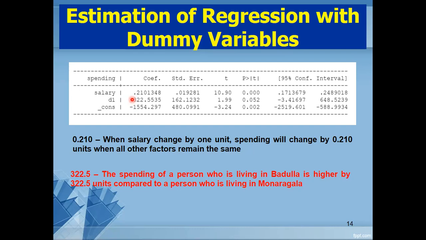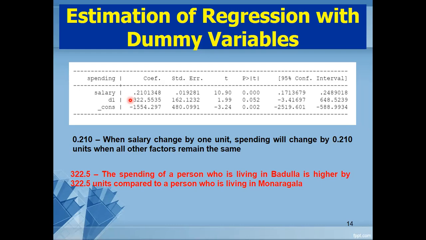So what is the base category? The base category is Monragala. Therefore, it is clear from this estimation that spending of Badulla households is higher than that of Monragala, because this coefficient is positive. If this coefficient is negative, then what is the meaning? It implies that spending of Badulla is lower than the base category, that's Monragala.